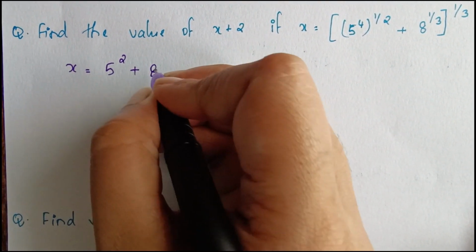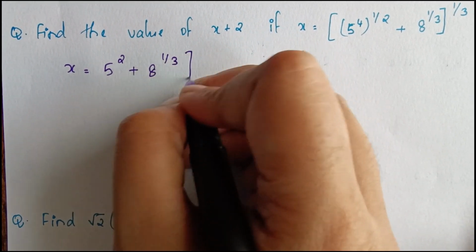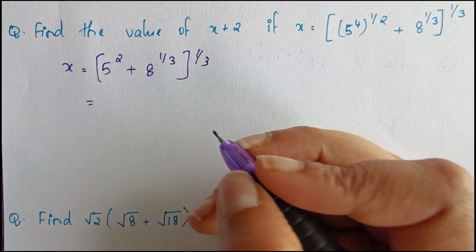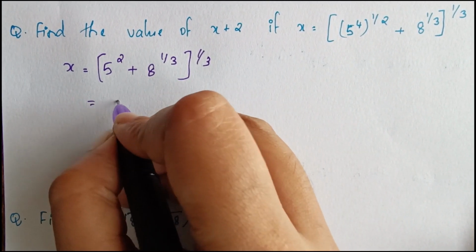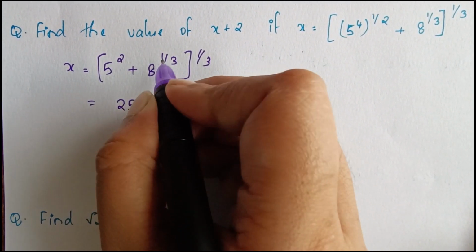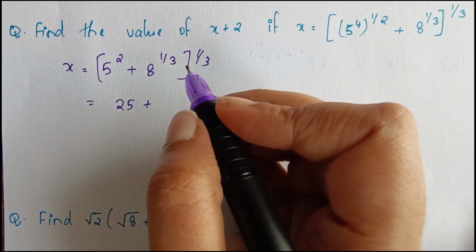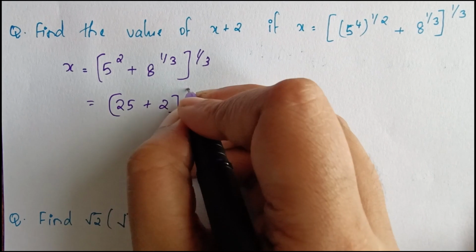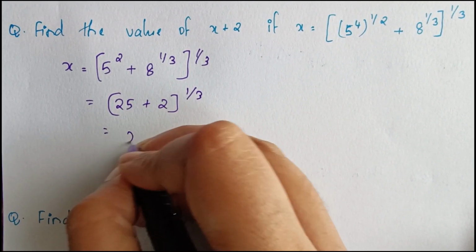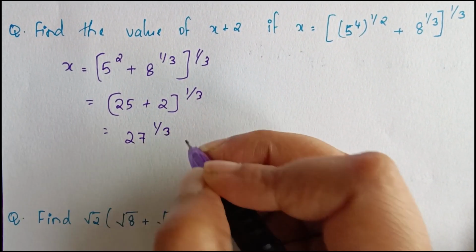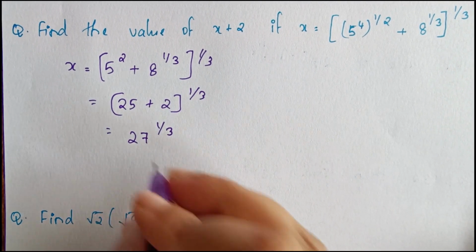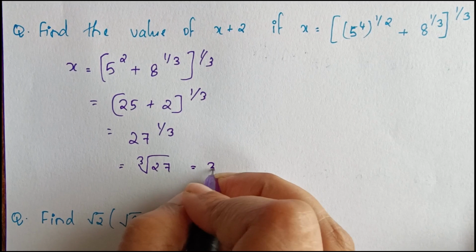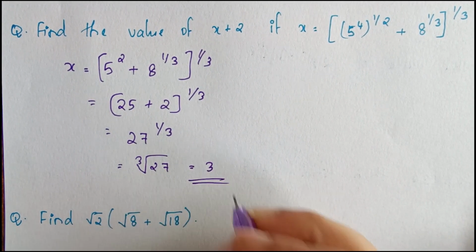Plus 8 raised to 1 by 3 the whole raised to 1 by 3. What is 5 square? It is 25. And 8 raised to 1 by 3 means the cube root of 8. The cube root of 8 is 2, the whole raised to 1 by 3. That is 27 raised to 1 by 3. Raised to 1 by 3 means it is the cube root of 27. The cube root of 27 is 3. So 3 is the answer.